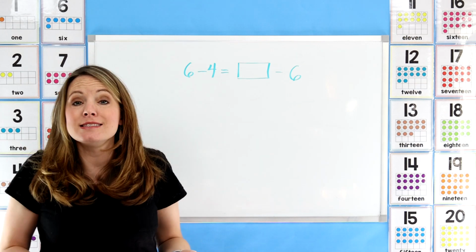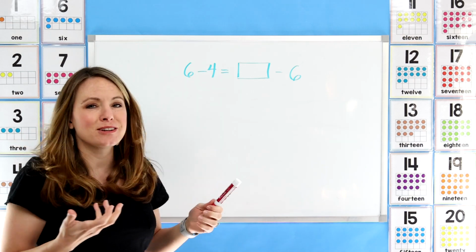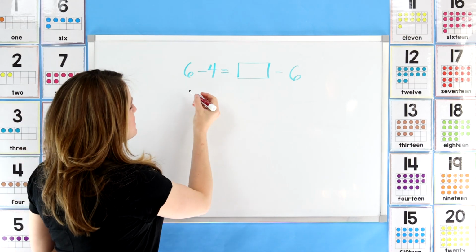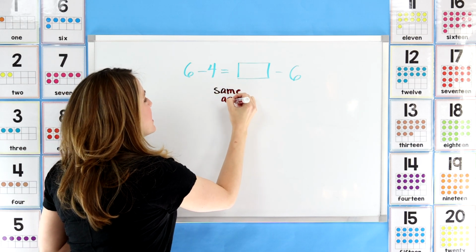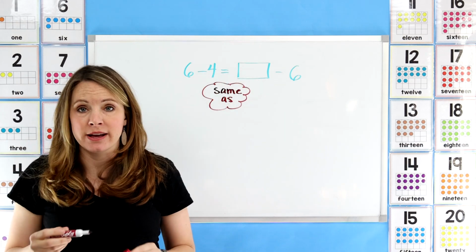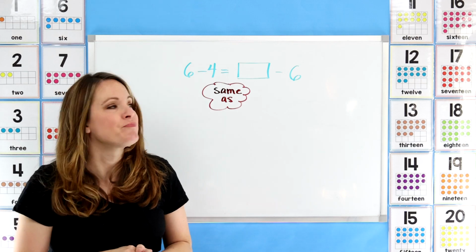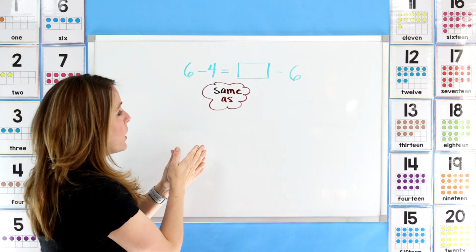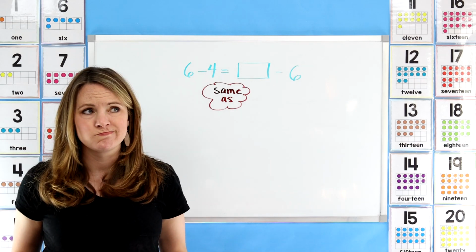that means the same. So whenever you see this equal sign, you can start telling yourself that this means the same as. So instead of saying equal, I like to say same as. So let's restate what we have using that word instead. 6 minus 4 is the same as something minus 6.